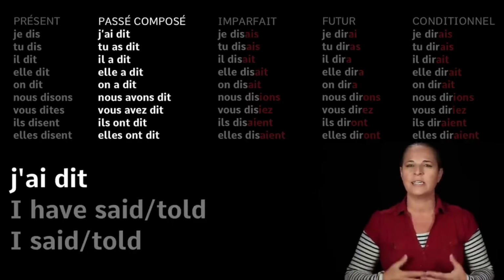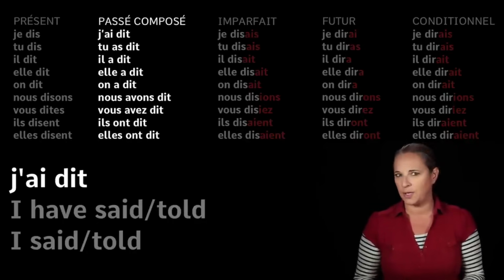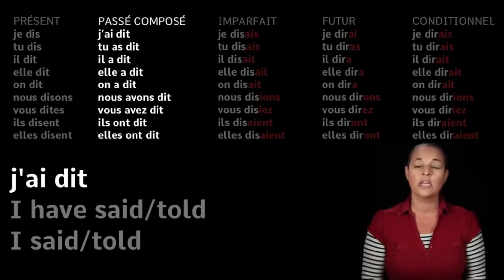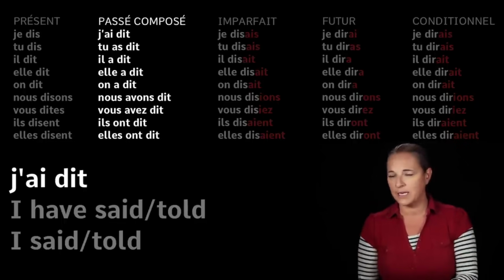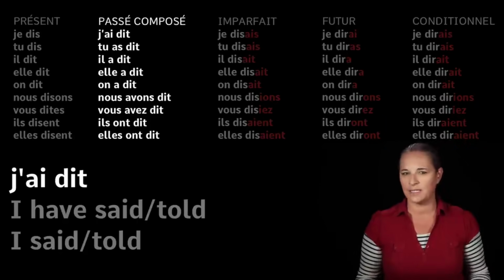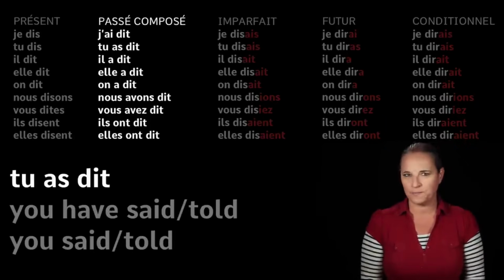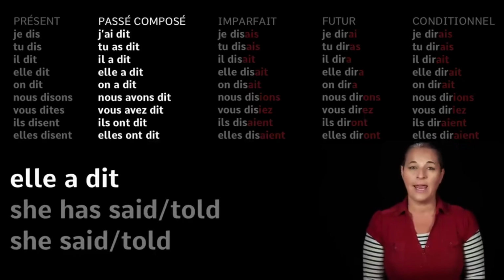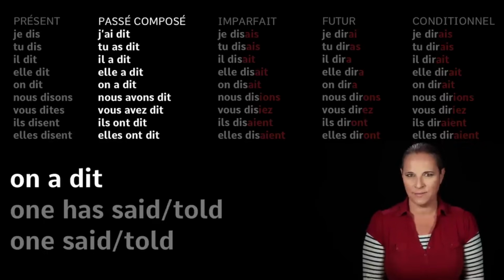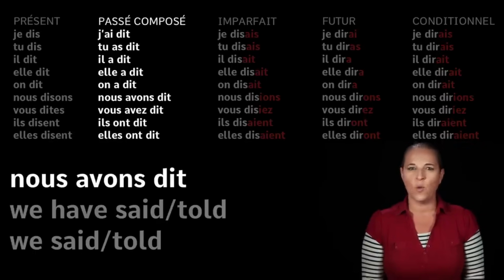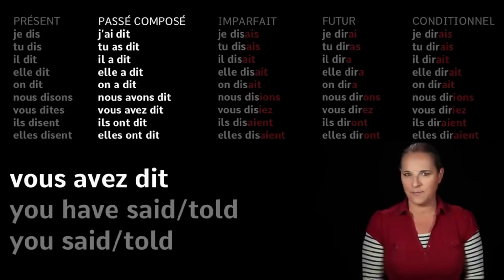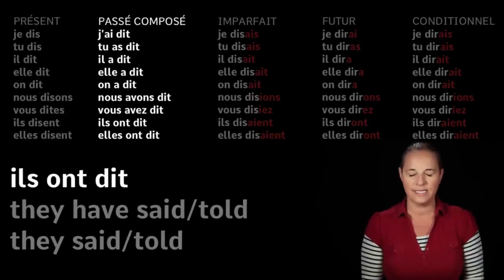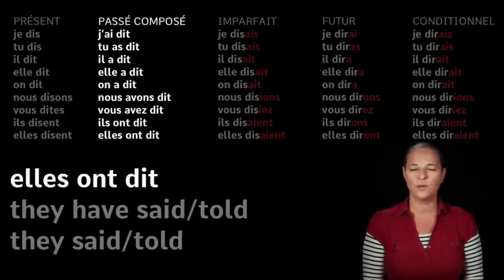For dire, it is dit, D-I-T, okay? So, conjugate this verb, j'ai dit, I have said, means I said or I have said. Tu as dit, il a dit, elle a dit, on a dit, nous avons dit, vous avez dit, ils ont dit, elles ont dit.